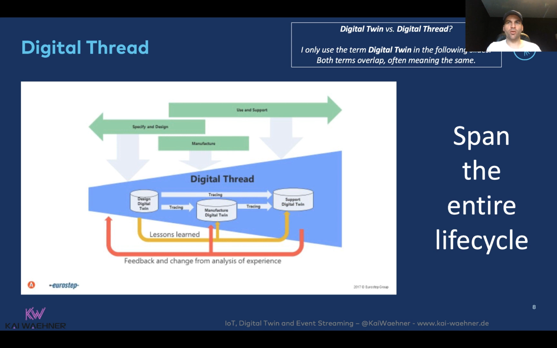And therefore, in this talk, I always say digital twin, but in many cases, what I really mean is the whole life cycle, including all the processes to leverage the digital copy. And therefore, you can always also say digital thread. In this presentation, we only use digital twin as a term.